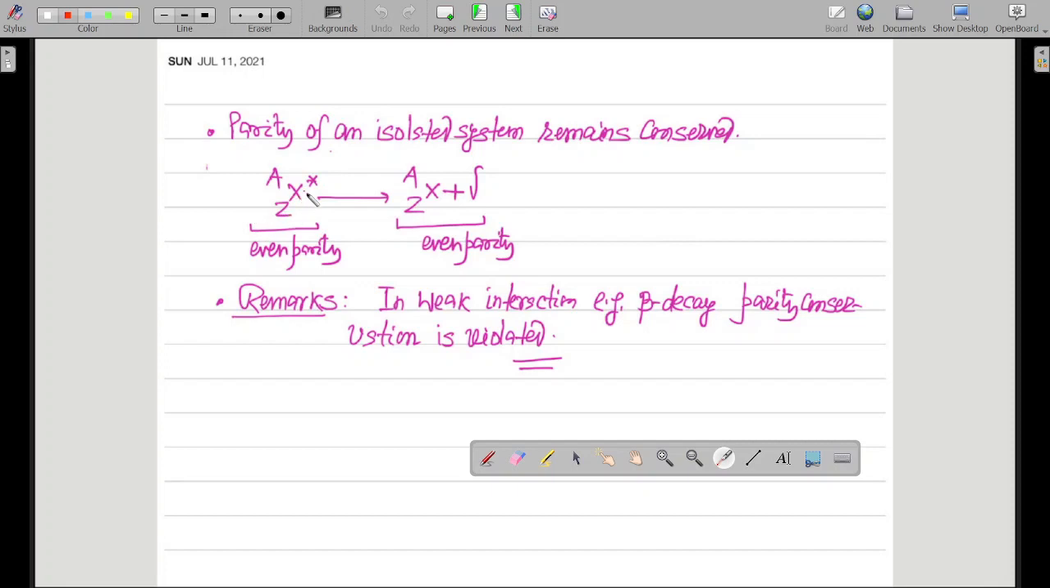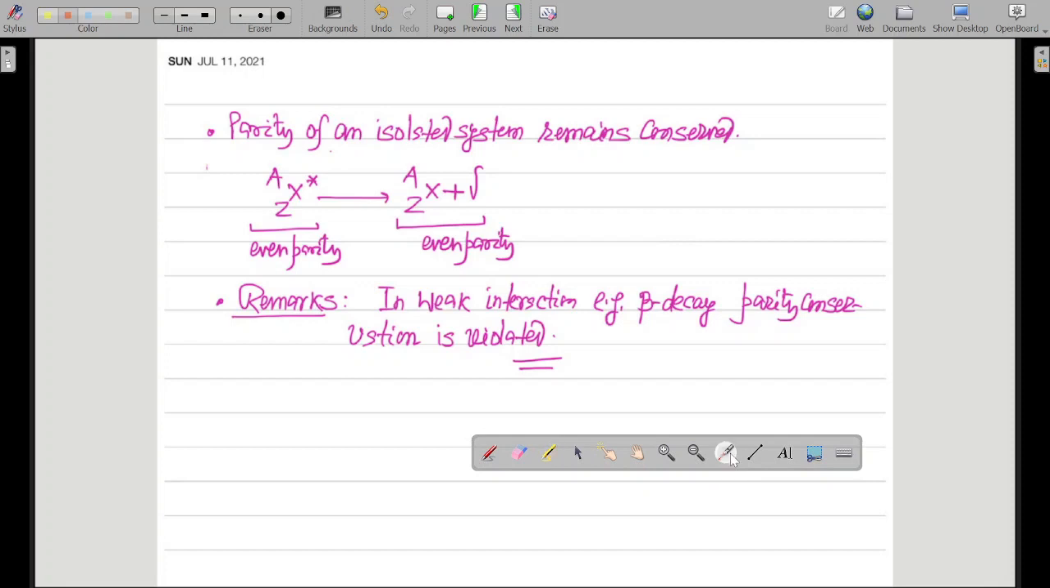The symbol of this particular nucleus is X. Z is the atomic number of this particular nucleus. A is the atomic mass number of this particular nucleus, and it is in its excited state. Star represents the excited state. Now this is a completely isolated system. Suppose this is an isolated system. Then what happens? Suppose this particular nucleus in the excited state had even parity.